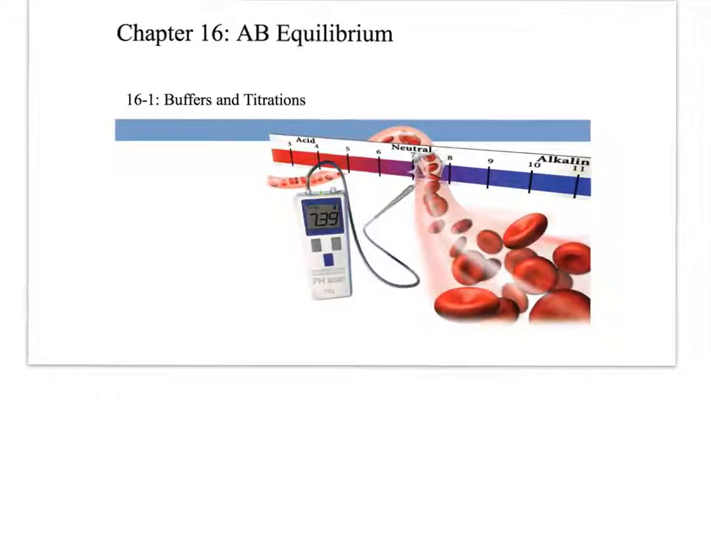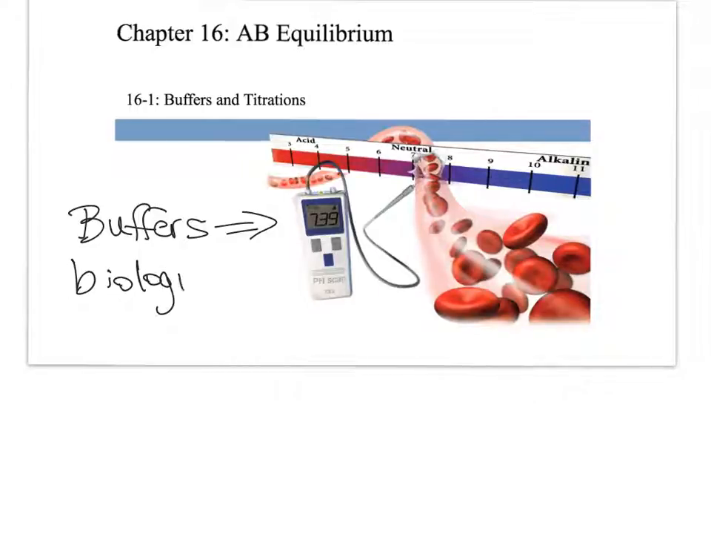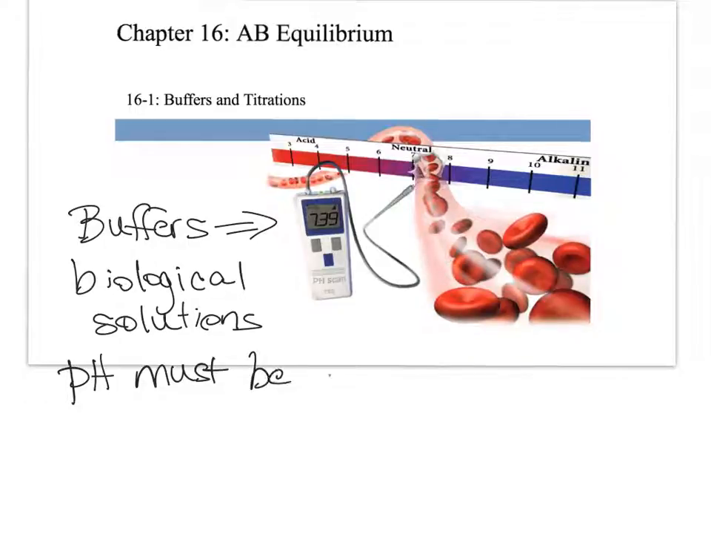In Chapter 16, we'll be talking mainly about buffers and titrations. Buffers are important to biological solutions because we need the pH to stay constant. Any change in pH can have a detrimental health effect. And more than that, if pH is not maintained for some reason, then there is a pathological condition.